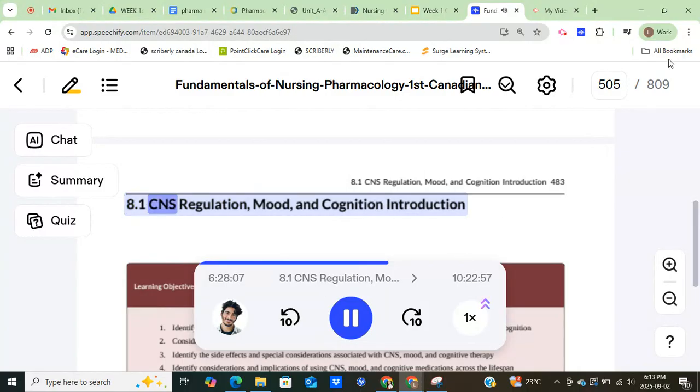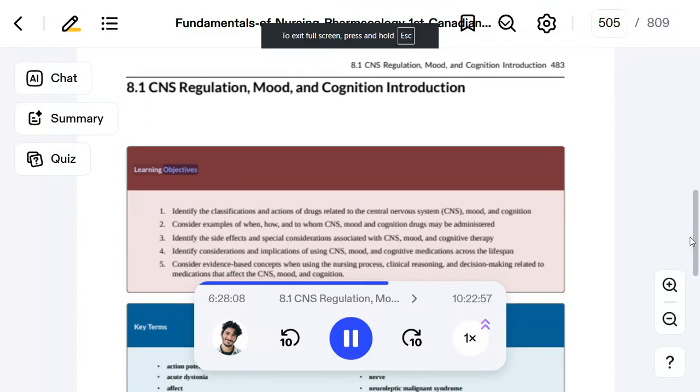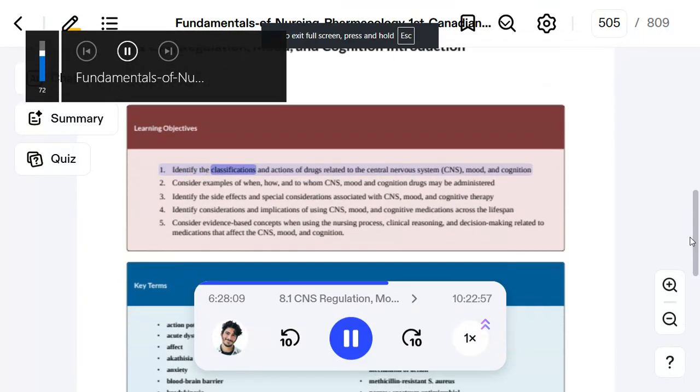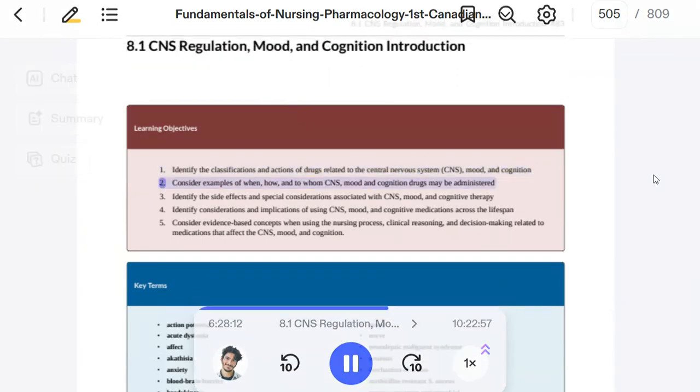8.1 CNS Regulation, Mood, and Cognition Introduction. Learning Objectives. 1. Identify the classifications and actions of drugs related to the central nervous system, mood, and cognition.